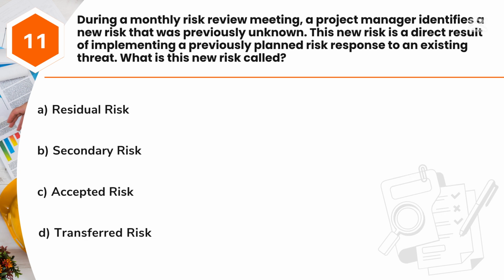Question 11. During a monthly risk review meeting, a project manager identifies a new risk that was previously unknown. This new risk is a direct result of implementing a previously planned risk response to an existing threat. What is this new risk called? A. Residual risk. B. Secondary risk. C. Accepted risk. D. Transferred risk.